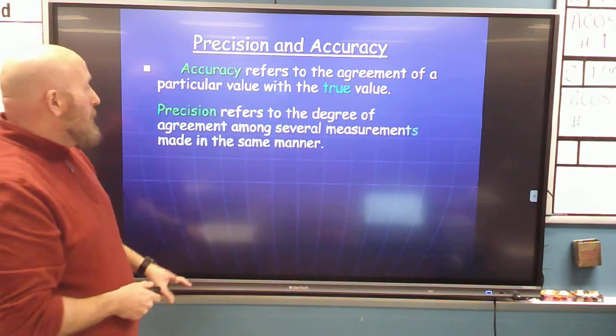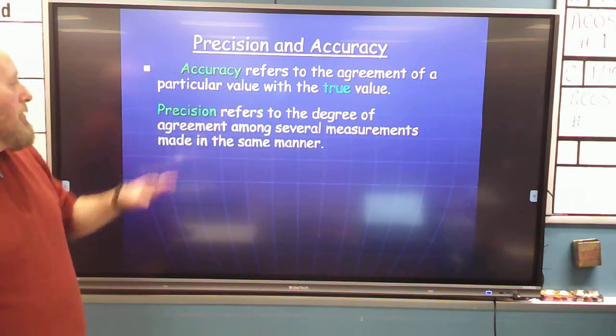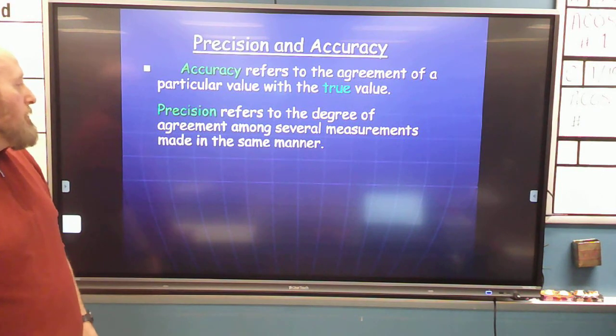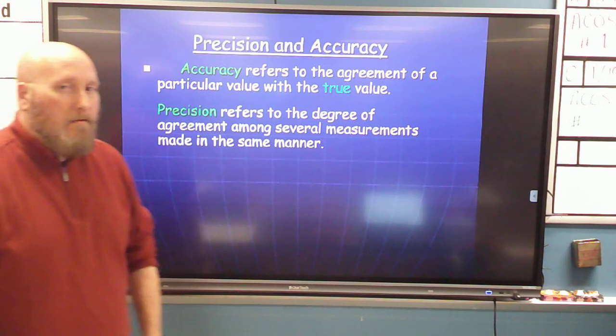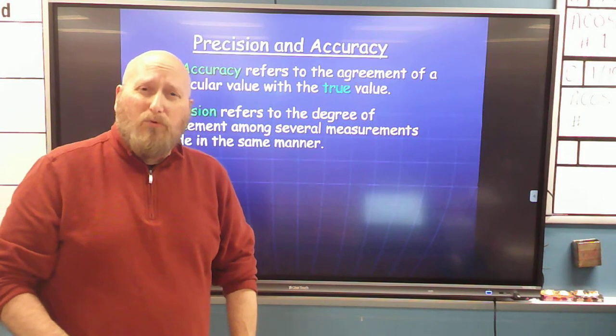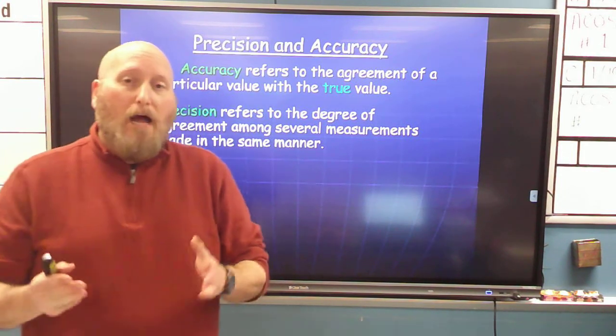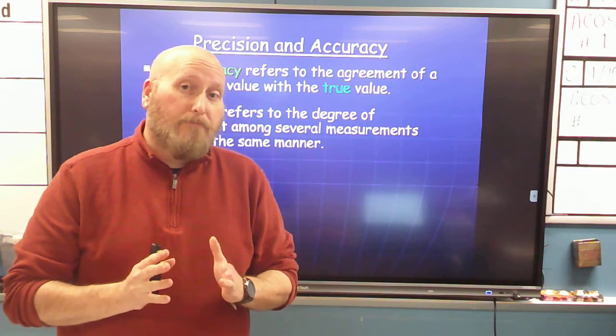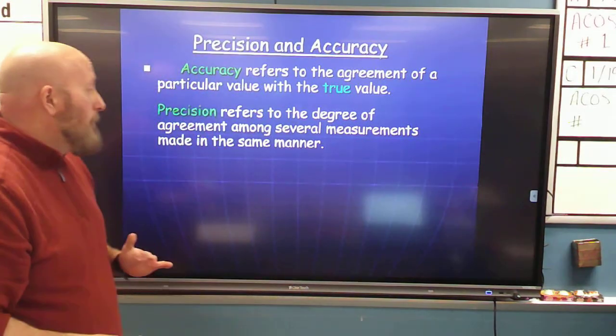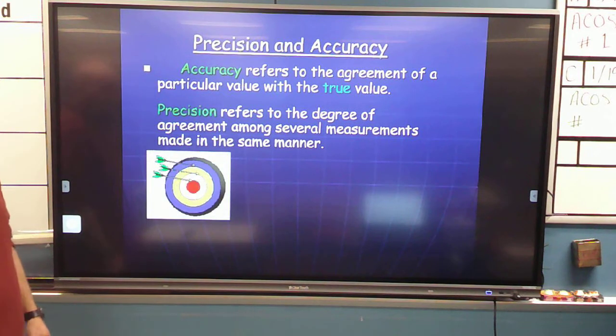But if I talk about precision, precision refers to the degree of agreement among several measurements made in the same manner. And you're like, what does that mean? That means if you're doing it more than once or twice, how close are they to each other? And I'm going to show you what I'm talking about right now. Let's look at these three right here.